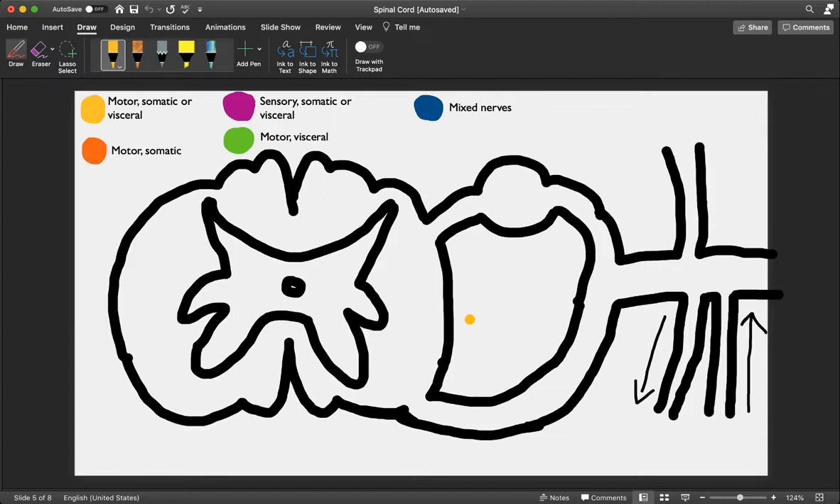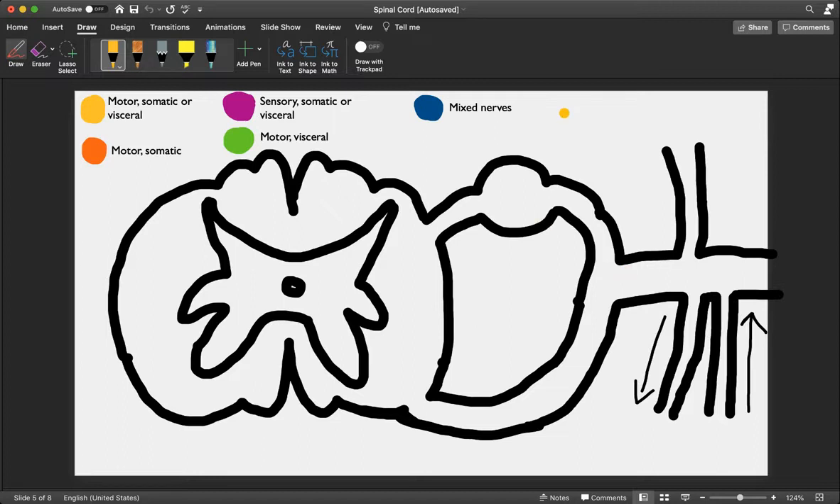Visceral nervous system or autonomic nervous system. It's kind of an either or. Both are the same. This is in reference to controlling smooth and cardiac muscle. So that soft tissue, internal organs, and some glands.